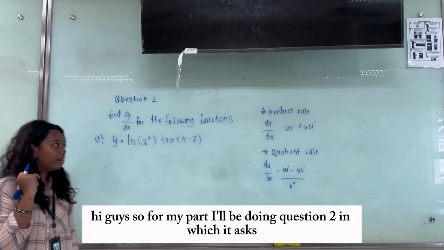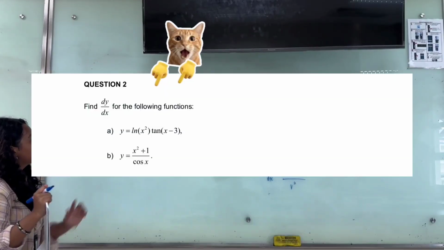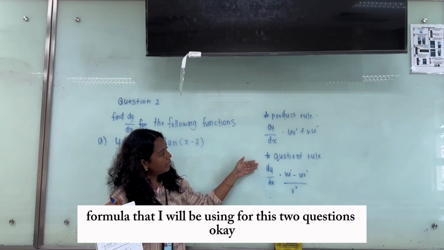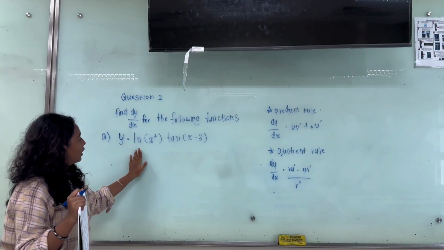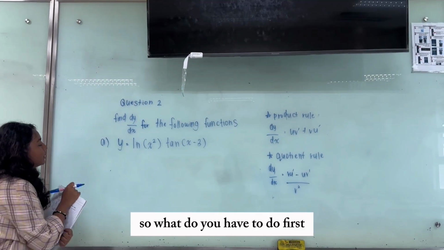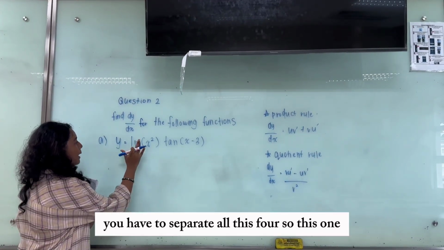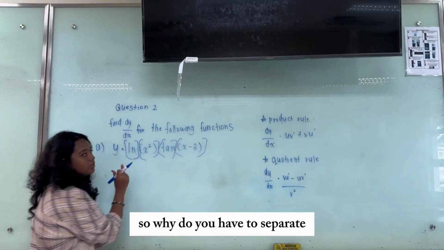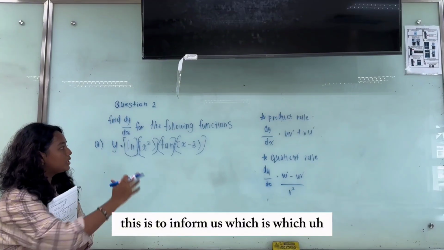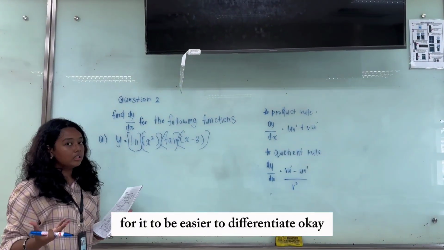Hi guys, for my part, I'll be doing question 2, in which it asks. These will be the two formulas that I will be using for these two questions. Okay, so let's start with question A. y equals (ln x) to the power of 2 times tan(x minus 3). What do you have to do first? You have to separate all these four terms. Why do you have to separate? This is to inform us which is which, to make it easier to differentiate.